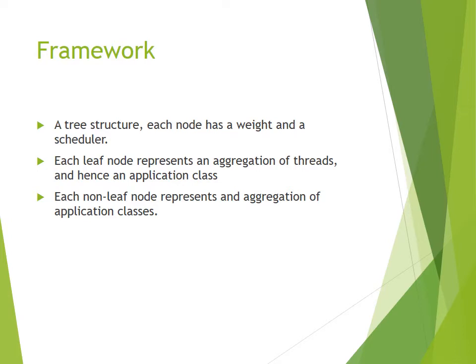Next, let me introduce a framework for hierarchical CPU scheduling. In the framework, the hierarchical partitioning requirements are specified through a tree structure. Each node in the tree has a weight that determines the percentage of its parent node's bandwidth that should be allocated to it. Furthermore, each node has a scheduler, where the scheduler of a leaf node schedules all the threads that belong to the leaf node. The scheduler of an intermediate node schedules its child nodes.